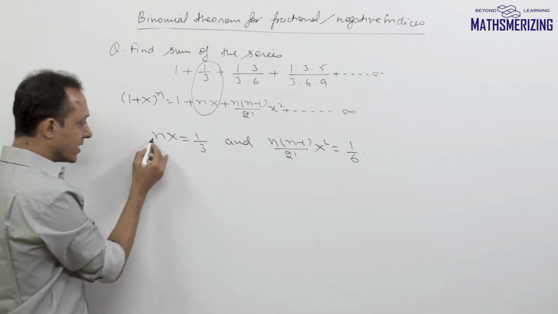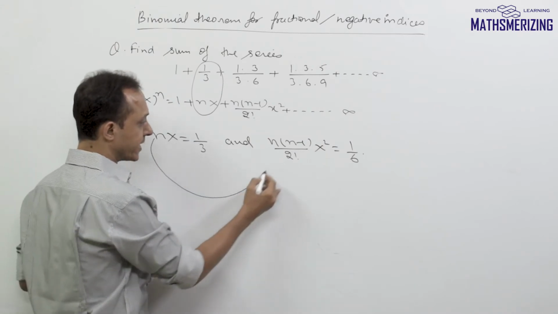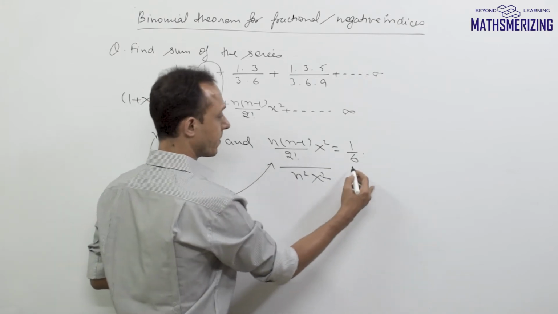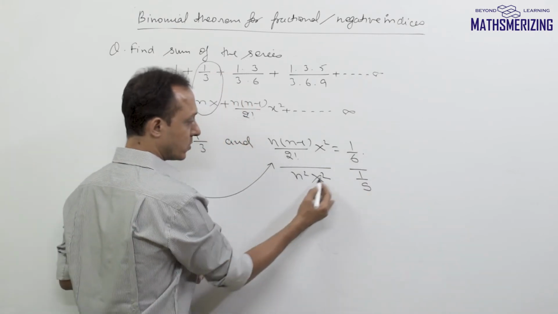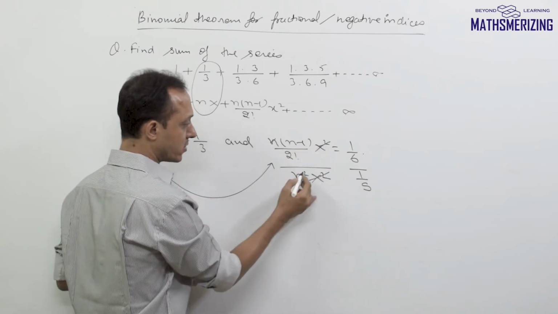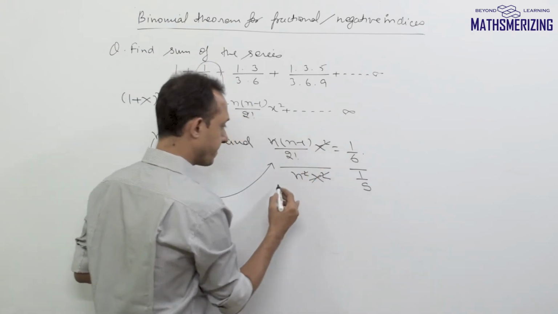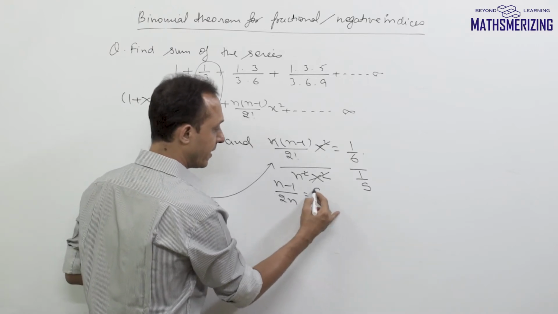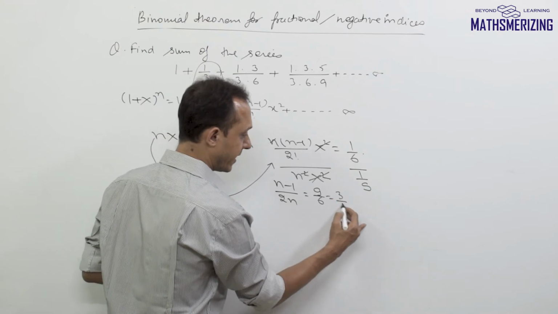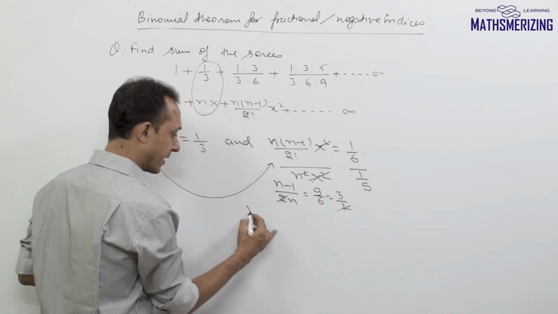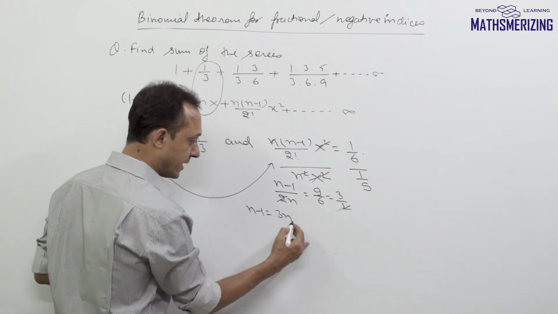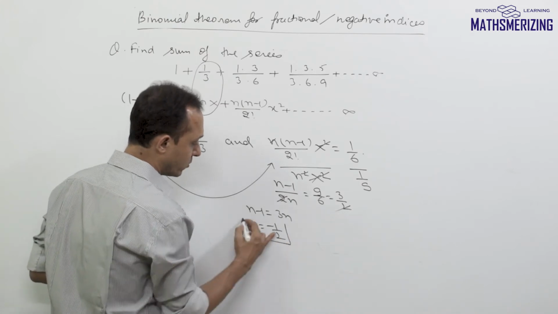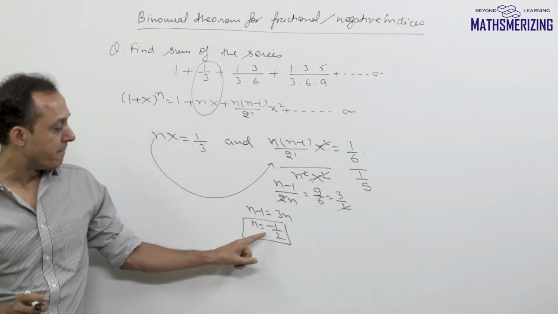Now what I'll do is I'll square it and I'll divide the second expression with the first one. So if I square, I'll get n square x square, and here I'll get 1 by 9. So x square will get cancelled. Now n also will get cancelled. Now this is n minus 1 upon 2n, and here will be 9 by 6, which in fact is 3 by 2. So 2 and 2 will also cancel. So I get n minus 1 equals 3n, or the value of n should be minus 1 by 2.